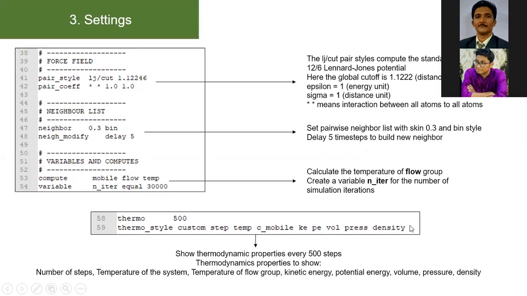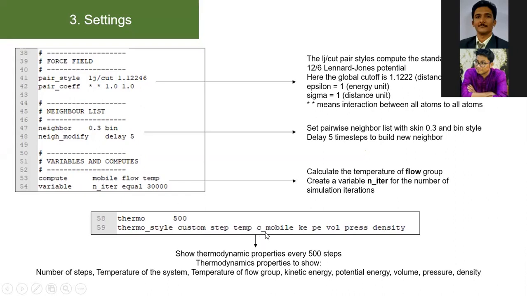If you don't write this, then it will show you the basic values of the thermo style. And as I have written custom, it will show the step, the number of steps that the simulation ran, and the temperature of the system. Then c_mobile, so that you can see I have computed the temperature of the flow group as mobile. So I'm writing that this is a compute value.